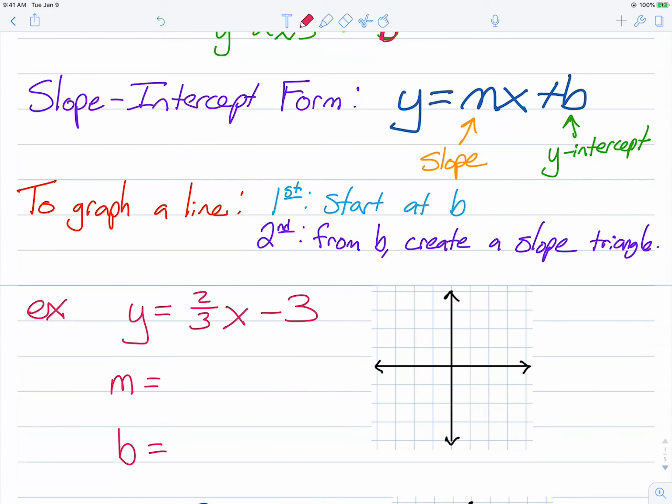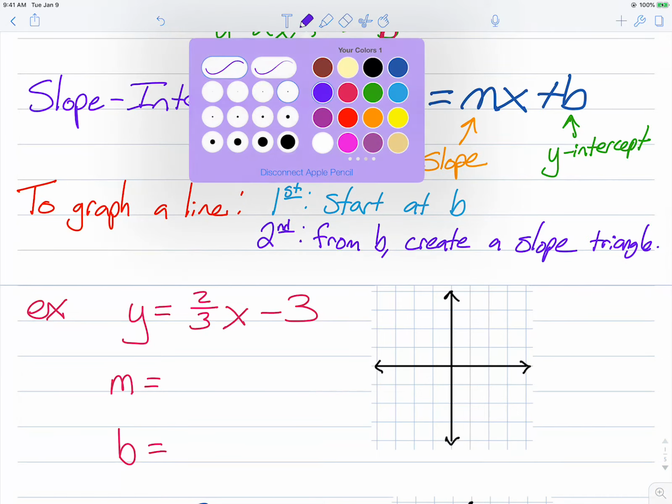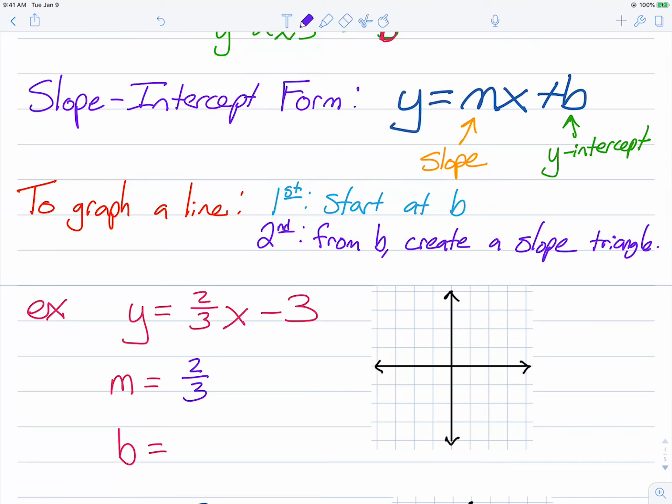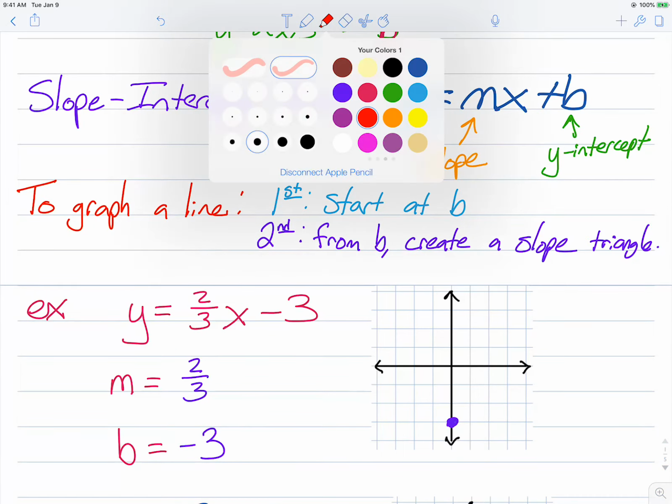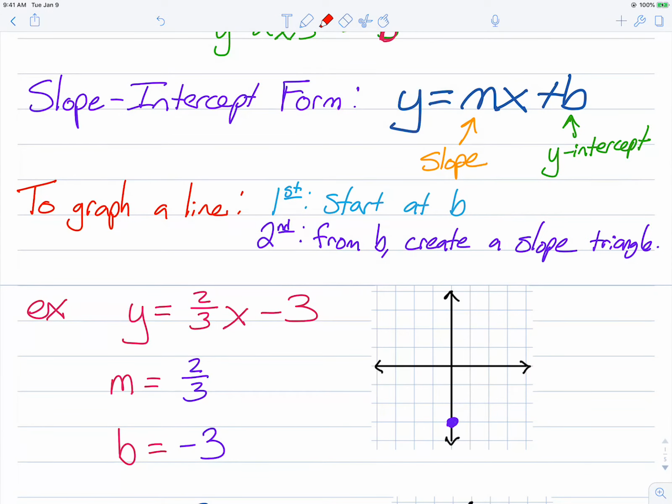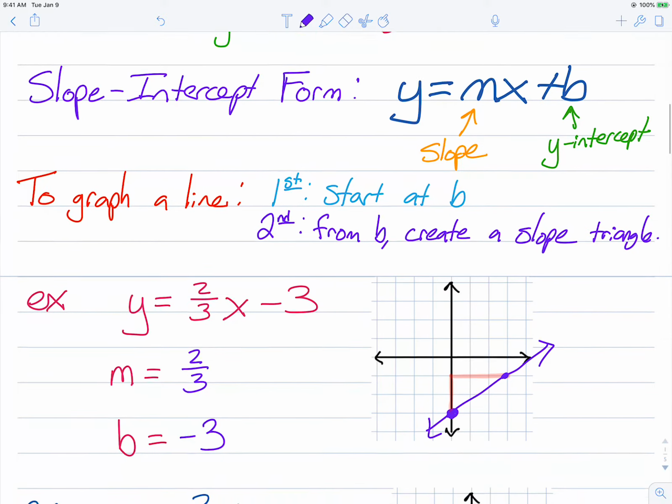Our first example, we have y equals 2/3 x minus 3. So the slope is 2/3, which is positive. So our rise is 2 and our run is 3. And our y-intercept is -3. So we're going to first start at -3 on the y-axis. You're going to count down to -3 on the y-axis. And then we're going to create that slope triangle. From your y-intercept, we're going to go up 2 and to the right 3. And that's our second dot. And then you can draw your line, and you guys are just sketching it in your composition notebook.